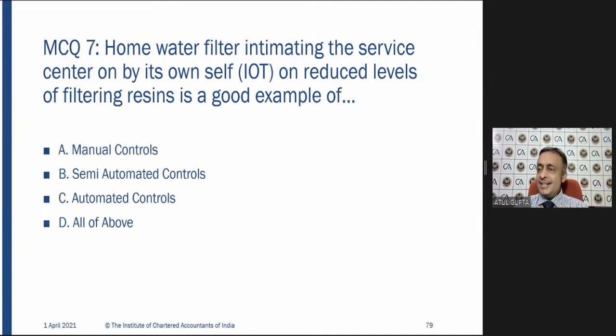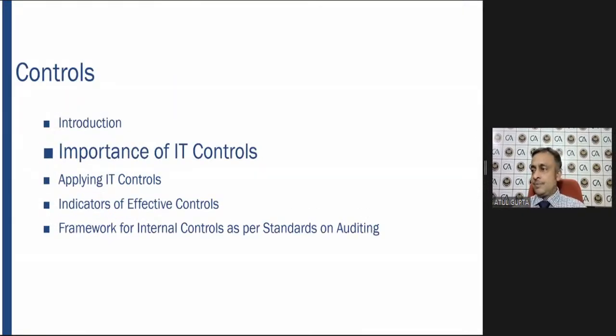Okay, so question 7 you are answering. I'll just go ahead and see what is the next topic. Question 7. So A is manual control, B is semi-automated, C is automated, and D is all of the above. Let me see, the answers are there.